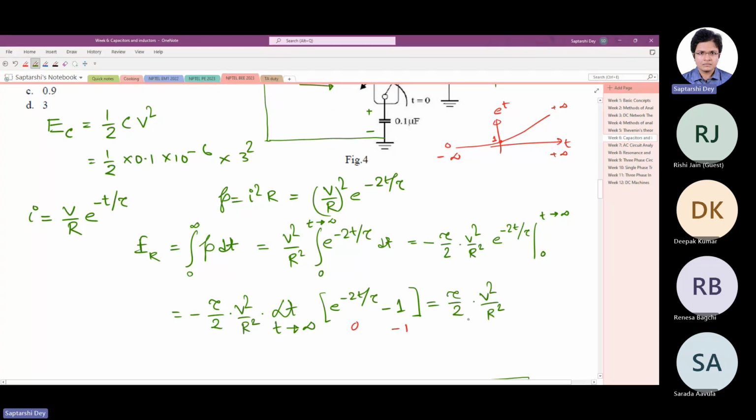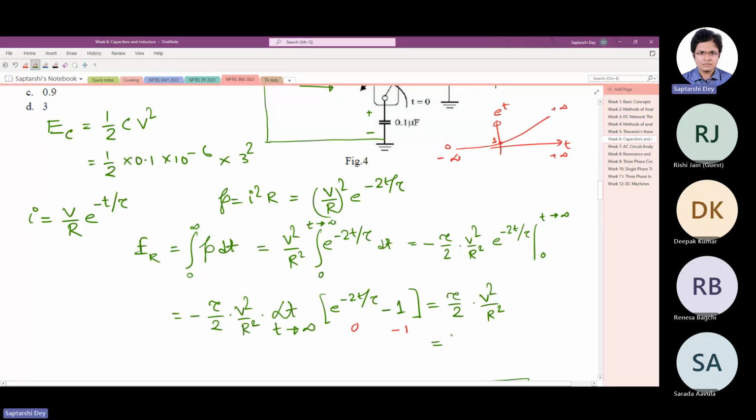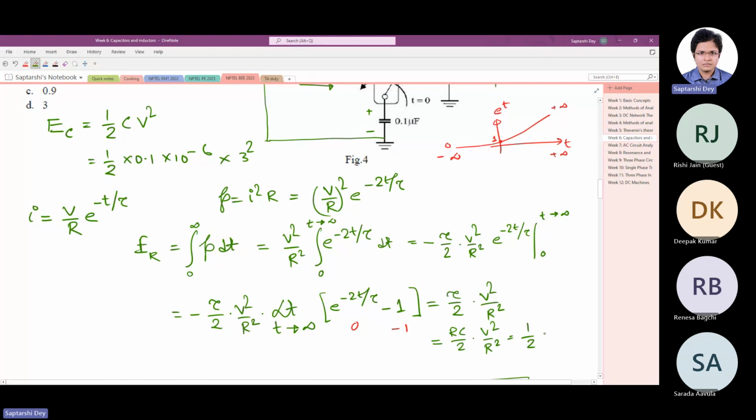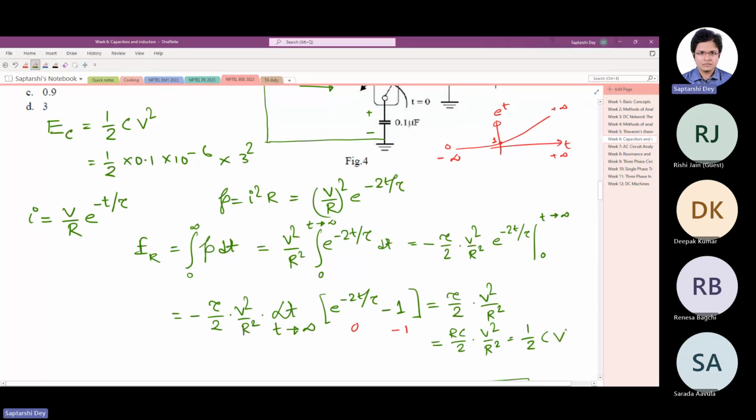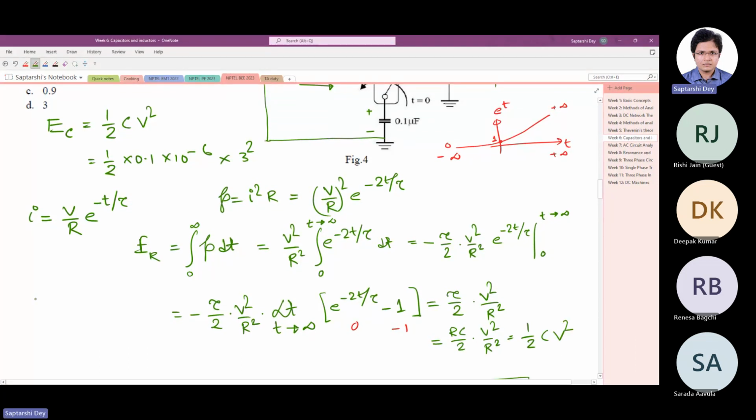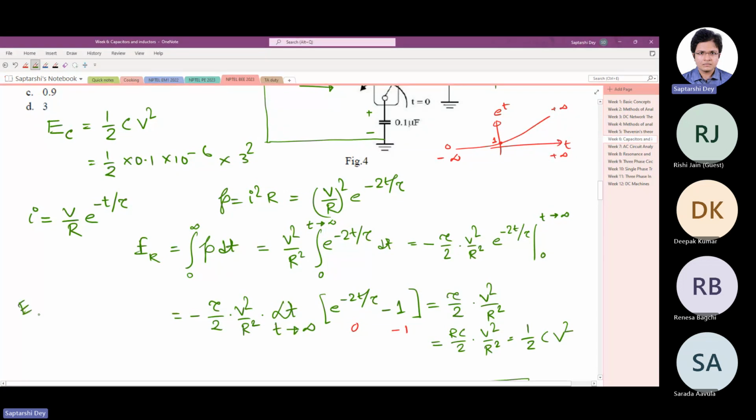Now what is tau? Tau is RC, RC network. So the time constant is RC by 2 times V squared by R squared. So what you get here is half CV squared. So this is a very interesting observation, that energy lost in the resistor also is half CV squared.